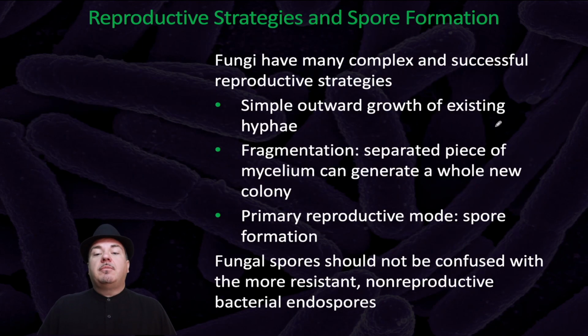Fungi can have many complex and successful reproductive strategies. For example, they can have simple outward growth of existing hyphae, and then they can have fragmentation, which is separated pieces of mycelium can generate a whole new colony. The primary reproductive mode, though, is spore formation.